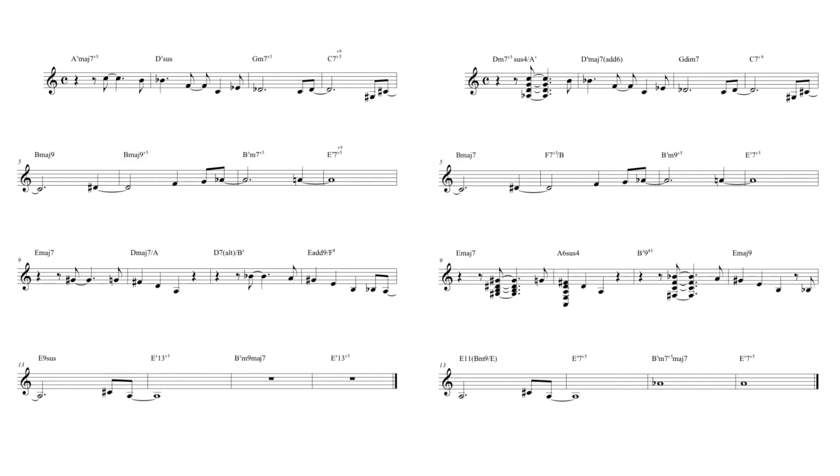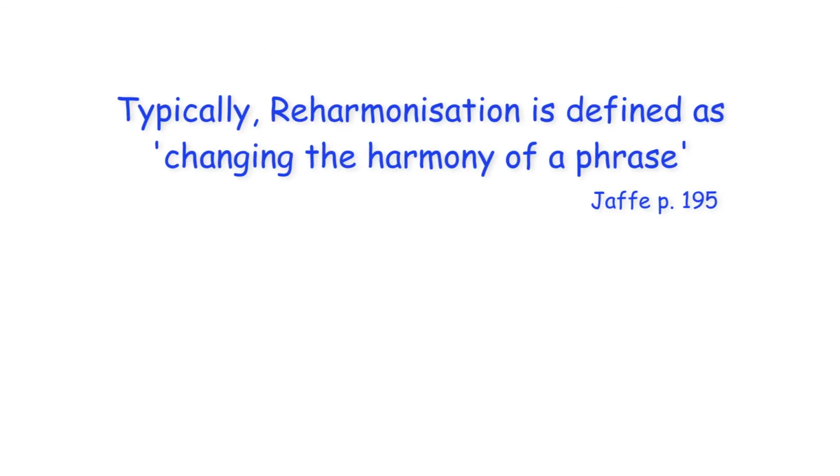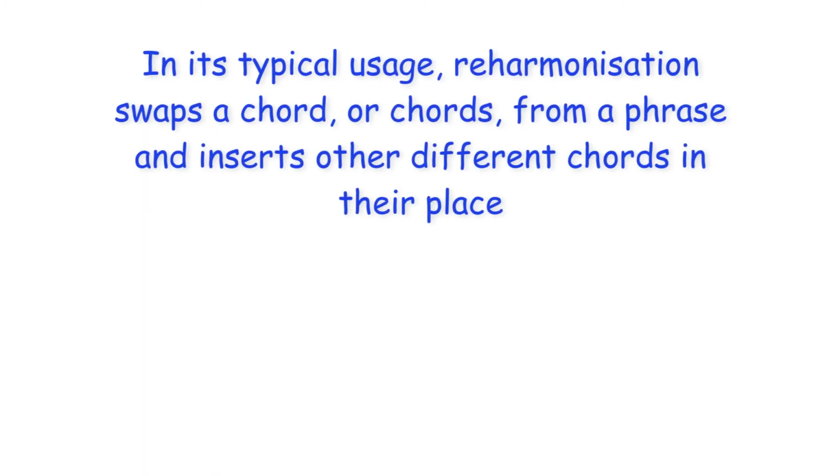Coryell's alternative voicings account for the majority of the notes contained in the equivalent real book chords, and are another example of a reharmonization of a tune. Typically, reharmonization is defined as changing the harmony of a phrase. In other words, in its typical usage, reharmonization swaps a chord or chords from a phrase and inserts other different chords in their place. For example, the tonic chord of a 2-5-1 progression may be swapped for a chord whose root note is a semitone above the original.